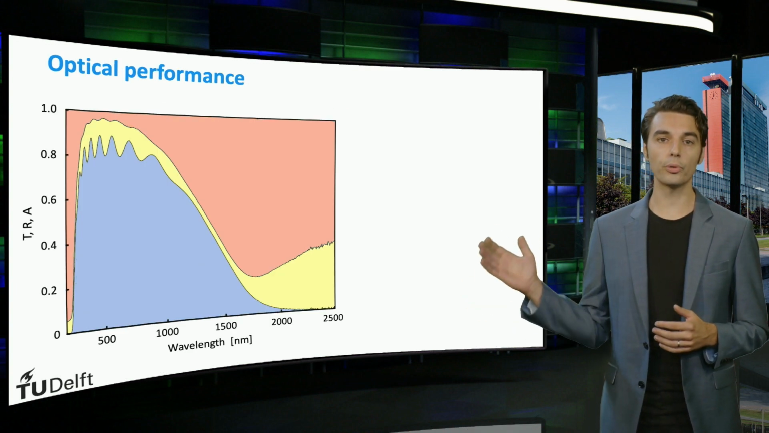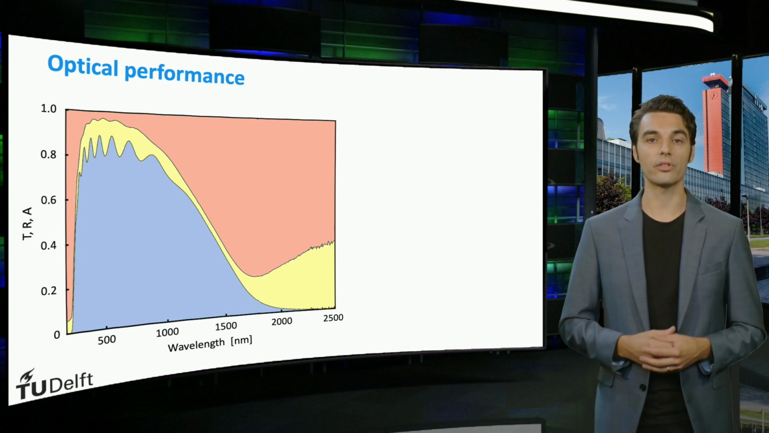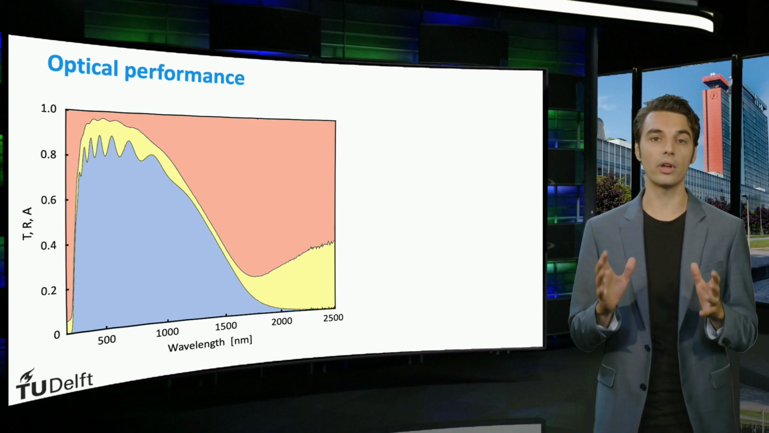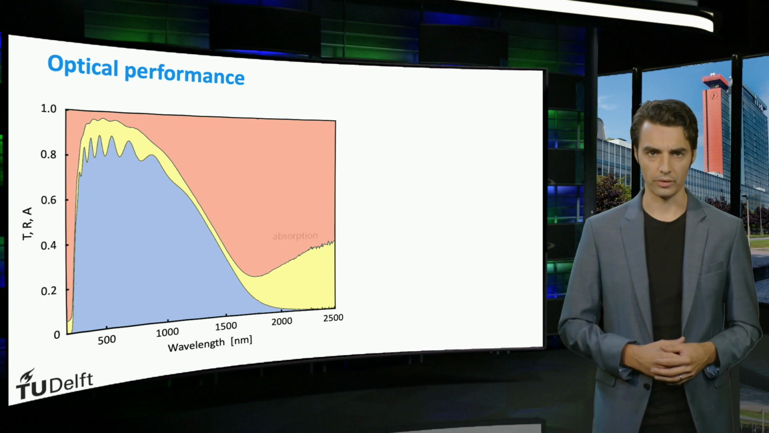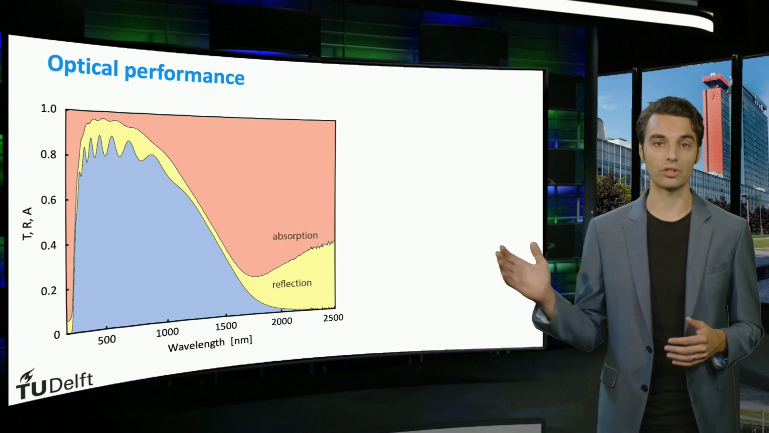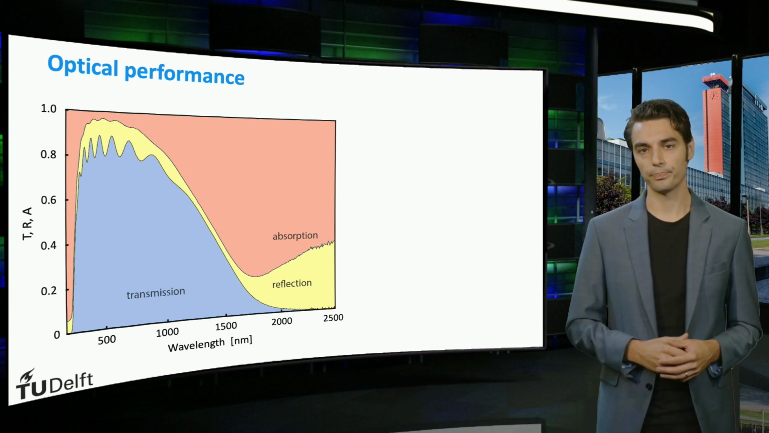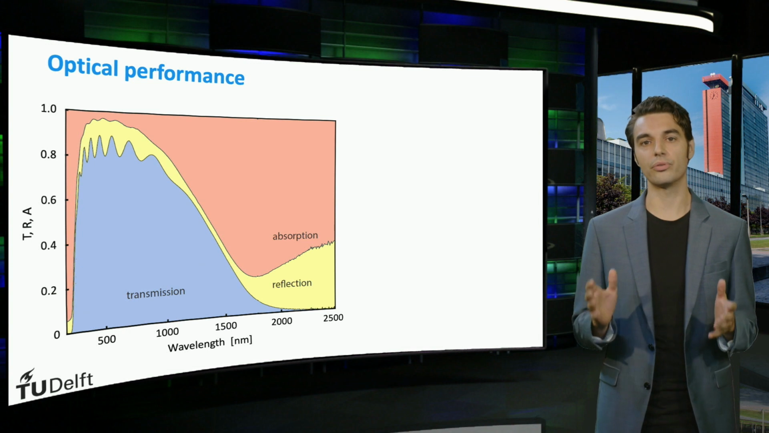Shown here is the optical performance of an aluminium-doped zinc oxide layer with a thickness of 880 nanometer used as a front transparent electrode. The red area represents absorption and the yellow area represents the reflection by the layer. Blue indicates the transmission through the TCO. We can divide this spectrum in three parts.